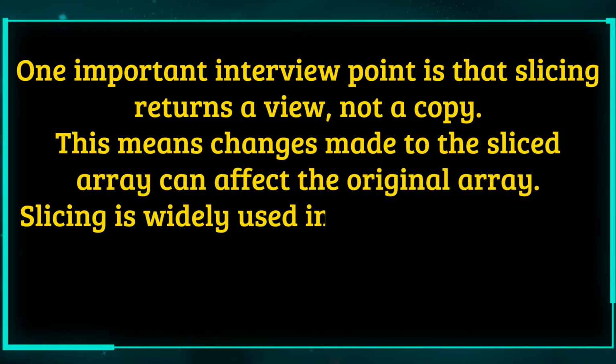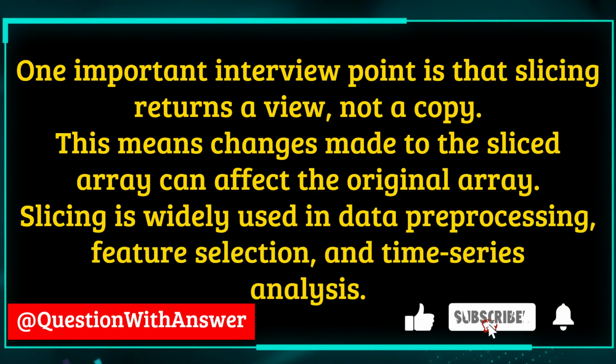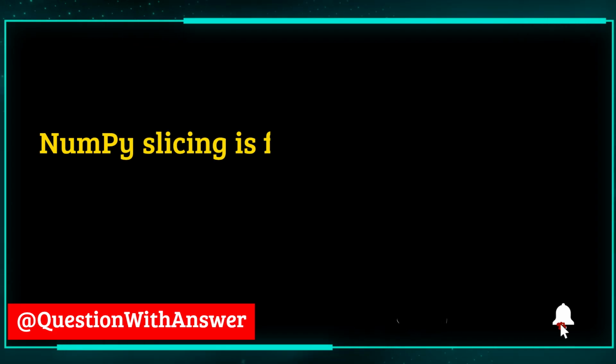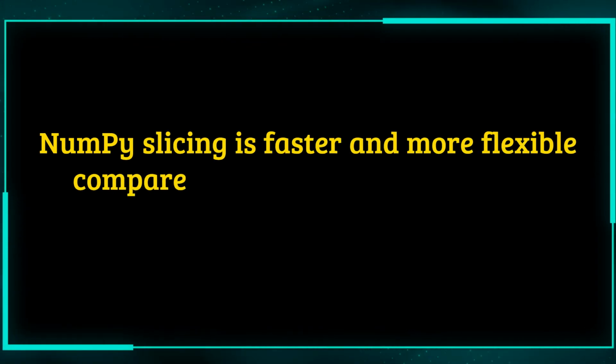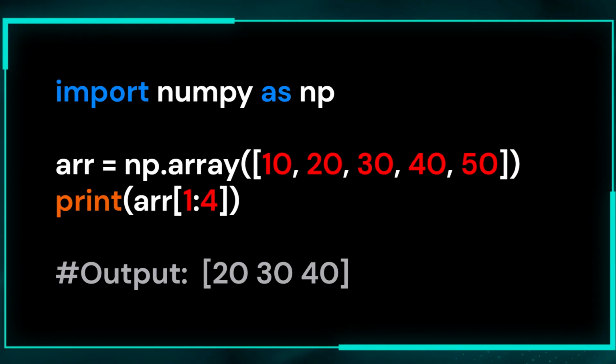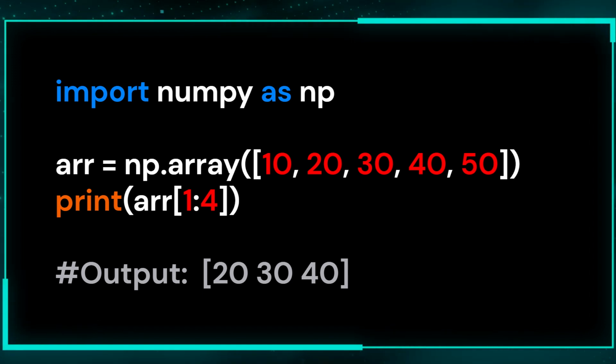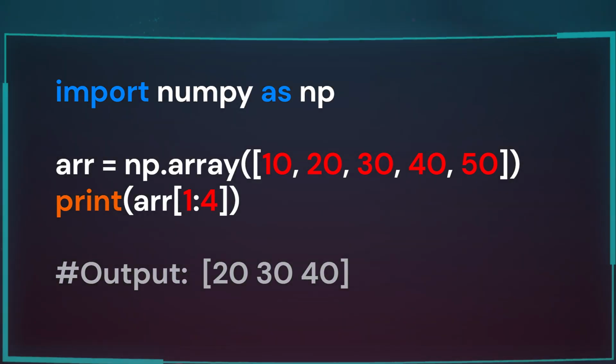Slicing is widely used in data preprocessing, feature selection, and time series analysis. NumPy slicing is faster and more flexible compared to Python lists, especially for large datasets. This code extracts elements from index 1 to index 3, demonstrating how slicing retrieves a subset of the array.